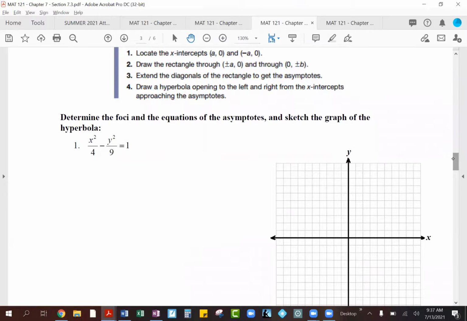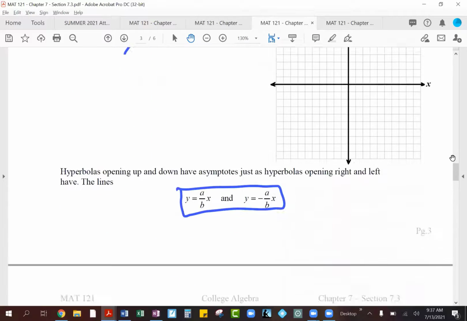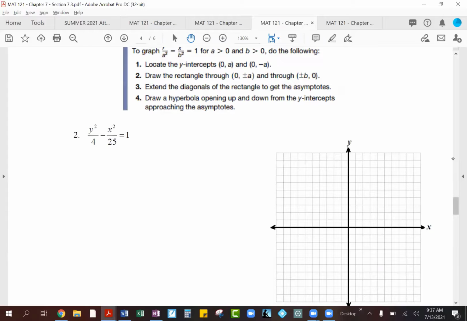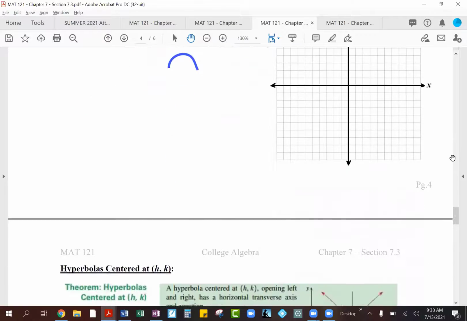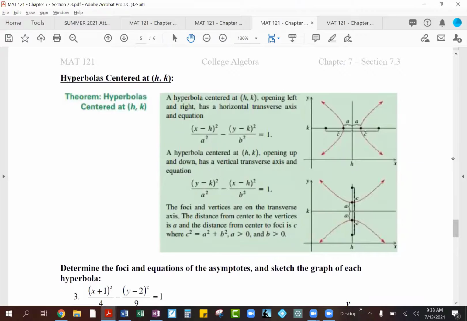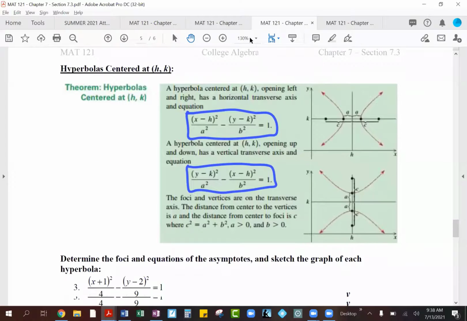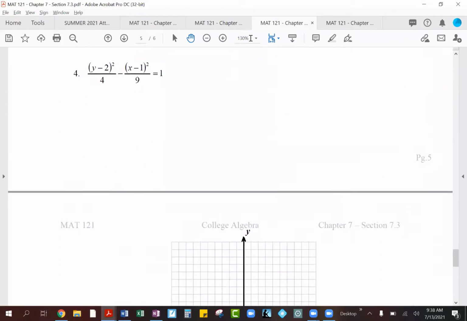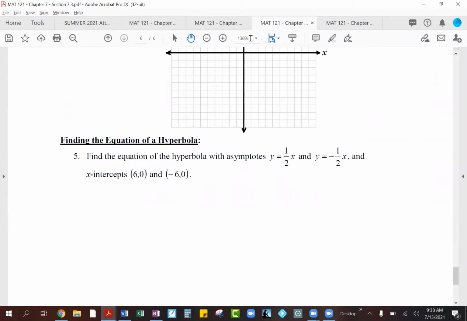I've created a little cheat sheet to help you guys out. Remember, if X is first, your hyperbola is opening left and right. If your Y value is first, your hyperbola is opening up and down. Again, like we saw with ellipses and circles, you can have a center which is not at (0, 0). This is what those equations would look like if the center was away from (0, 0), and I've given you a couple of examples to help you out.